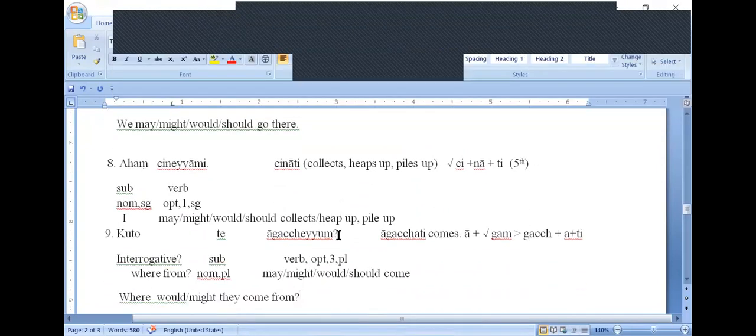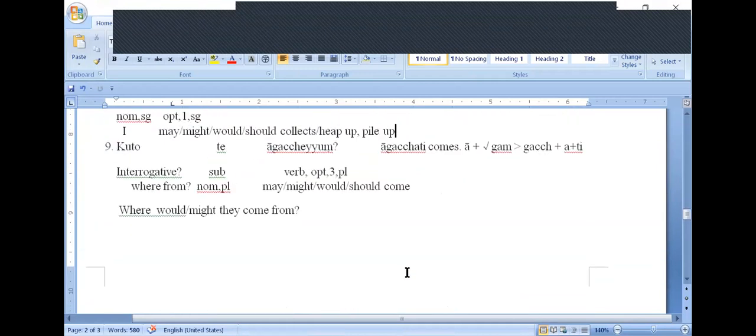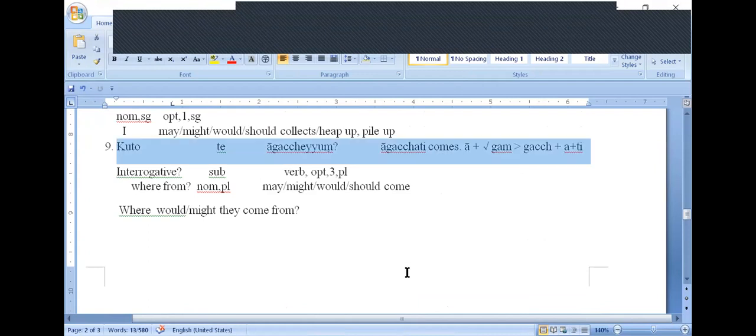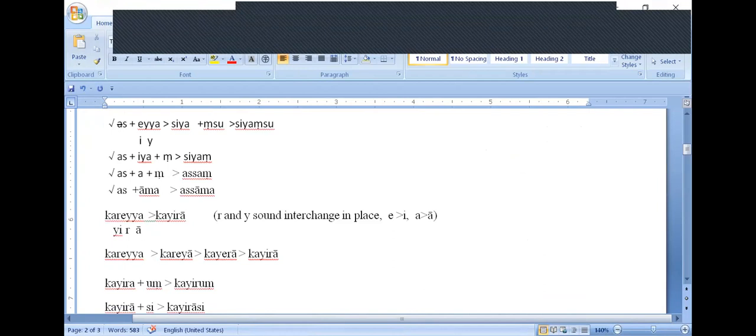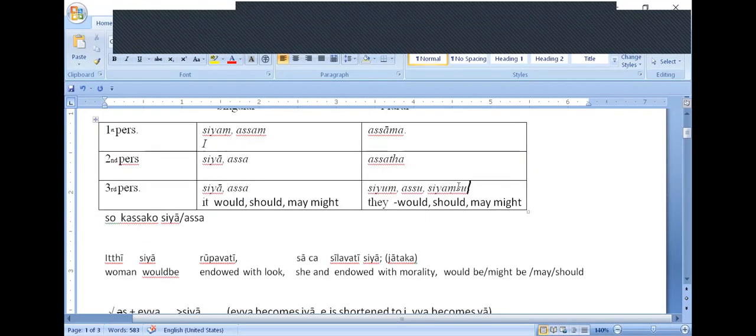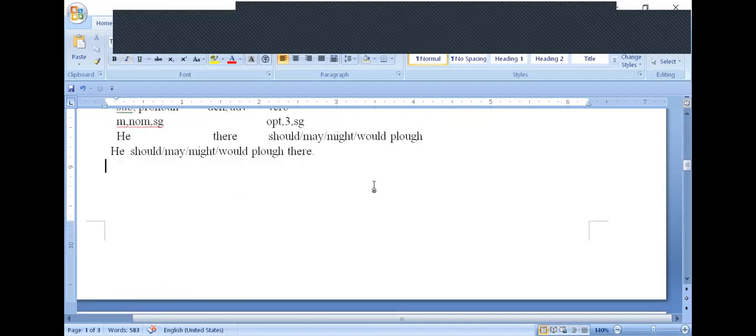Okay, another word for kama, akachat. If I use the word ati, how will it be formed? Ati will be siya. Let's say for this question, you want to change it to ati. Let's say kuto te siya. Siya or siyum? Not siya, siyum. Siya, siyum, asu, siyam, su. Oh, you will use this one now.